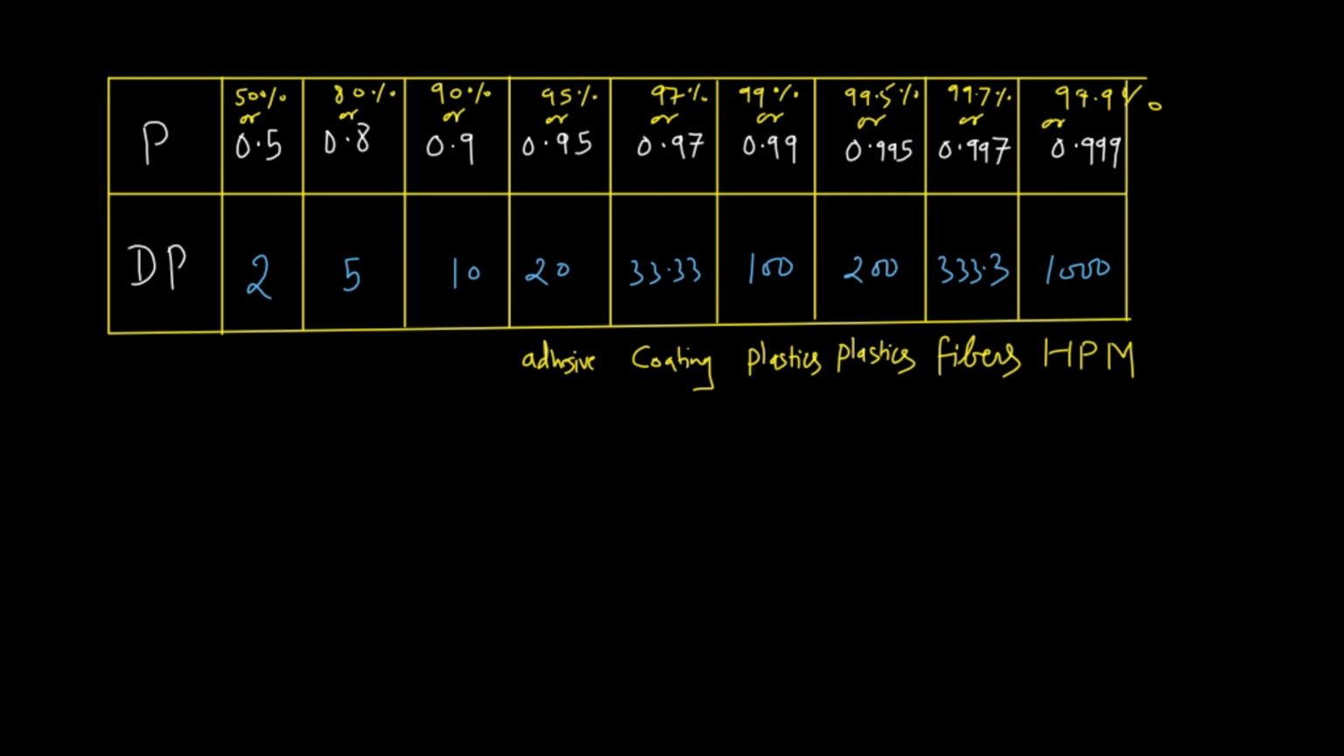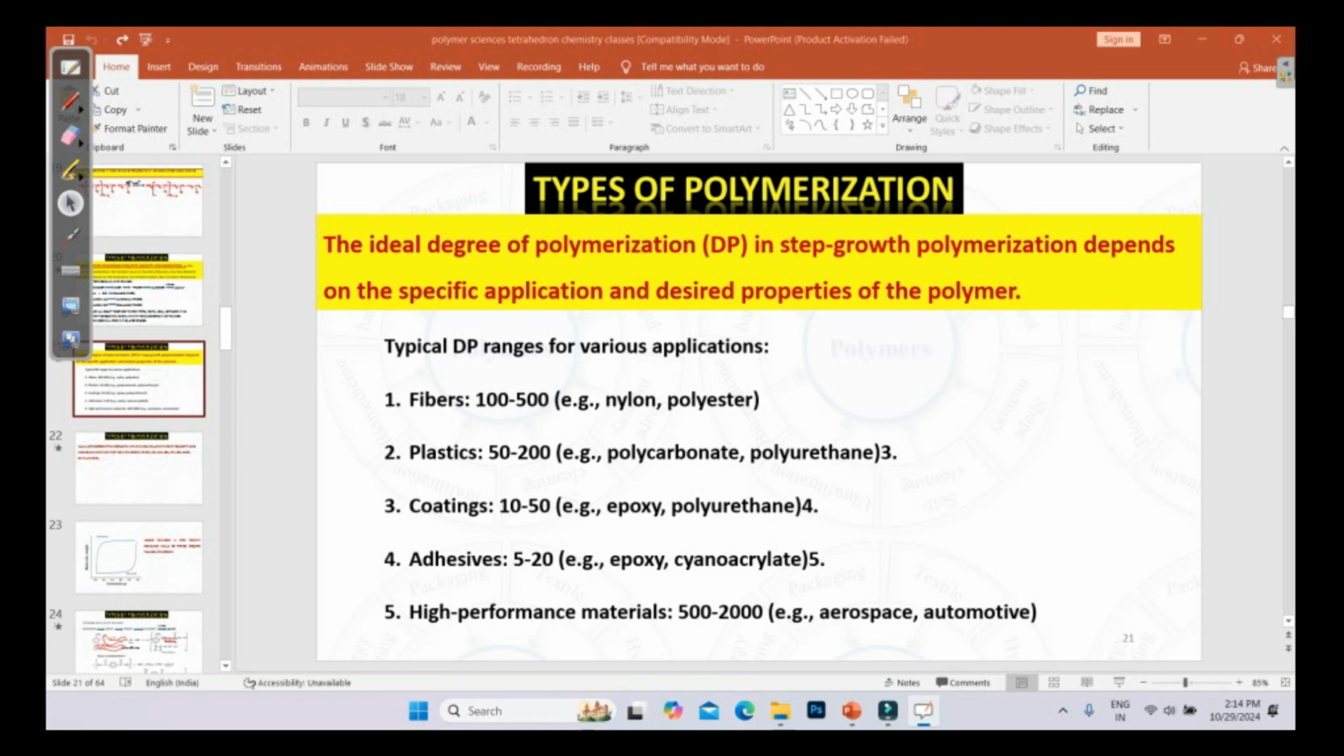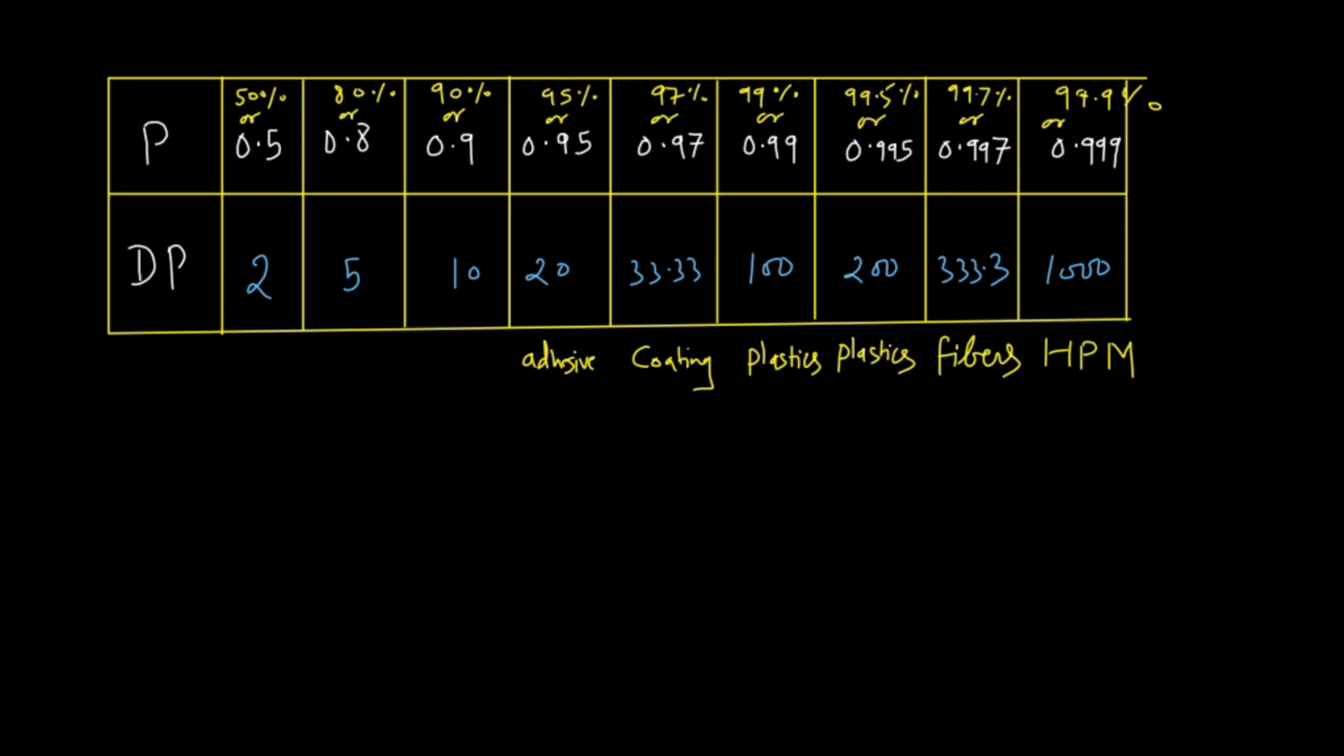When you stop your reaction at 50%, you get 2. At 80% you get 5, and even at 90% you get a degree of polymerization of 10. And what is the application of this degree of polymerization of 10? Let us quickly check. You see, it is only used in coatings here. I have shown coatings written here as 10 to 50. So depending on the different kinds of application, you decide your degree of polymerization. This is how things go, and it is very, very important for you.